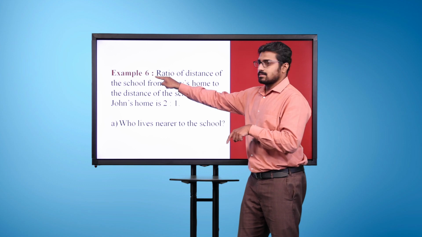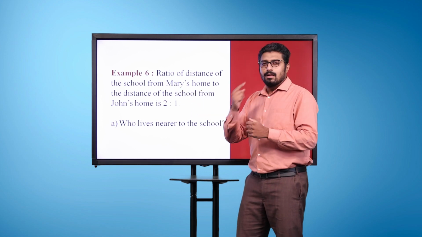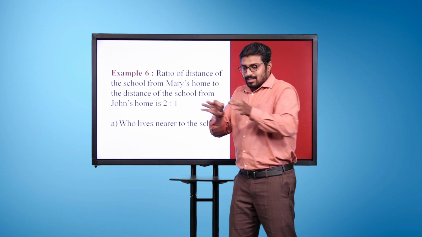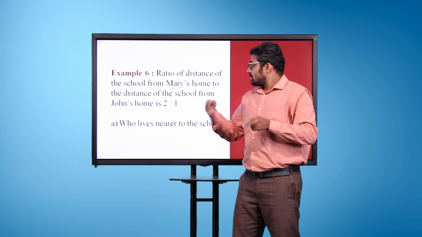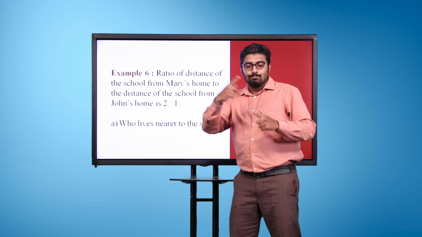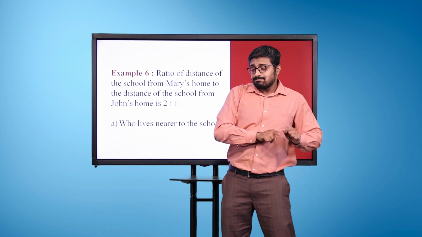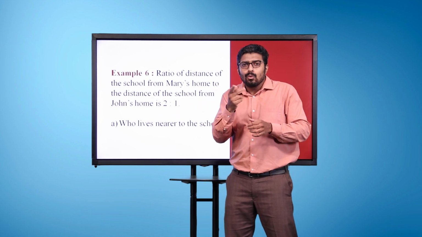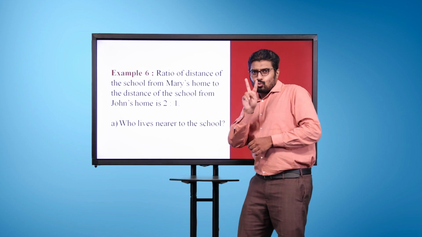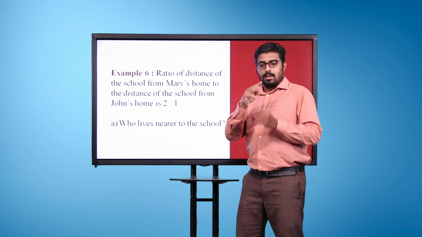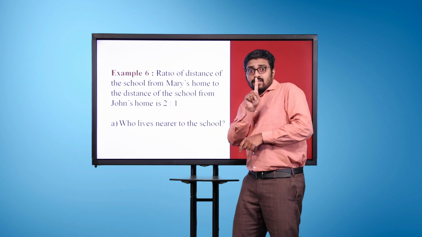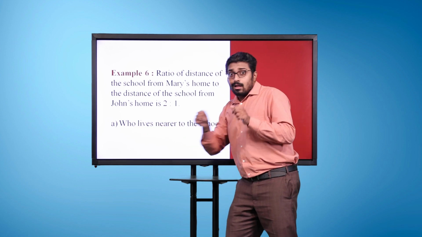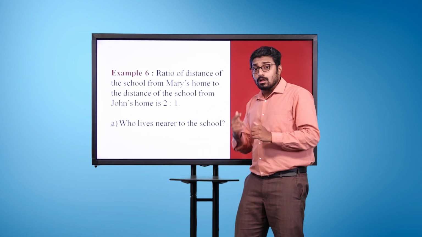Example 6. Ratio of distance of the school from Mary's home to the distance of the school from John's home is 2:1. A. Who lives nearer to the school?